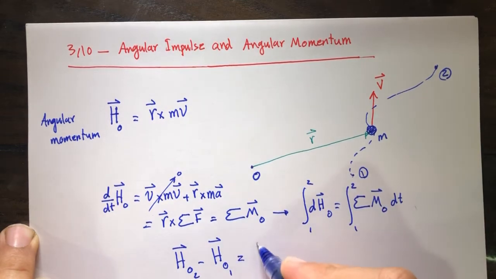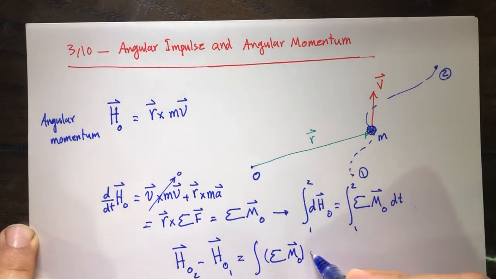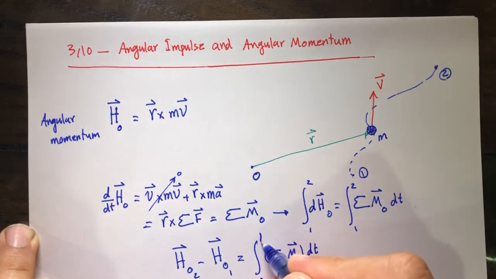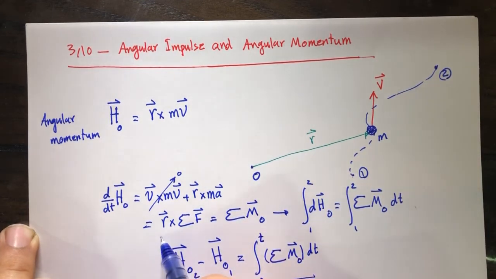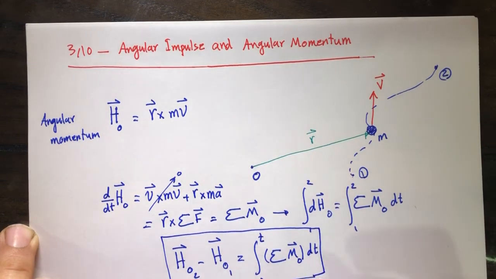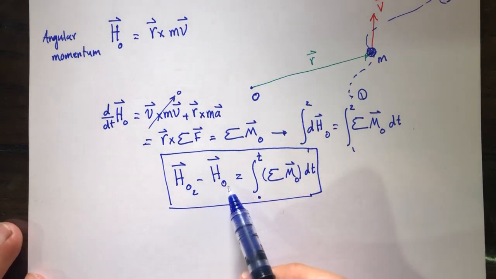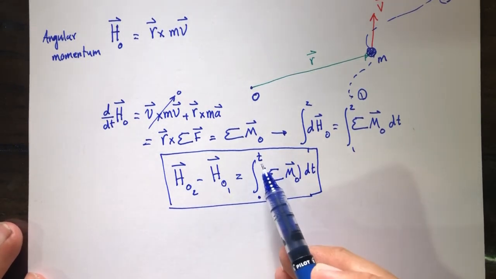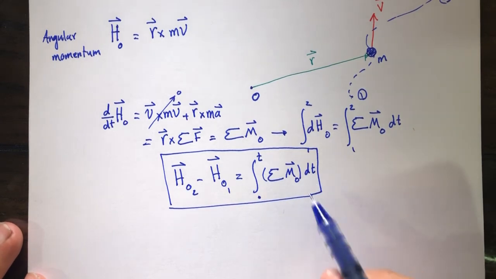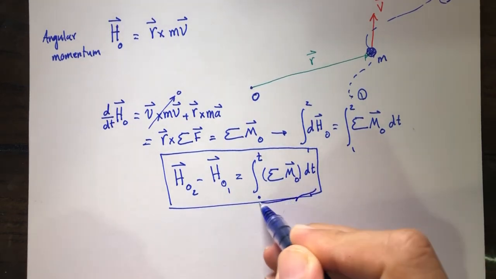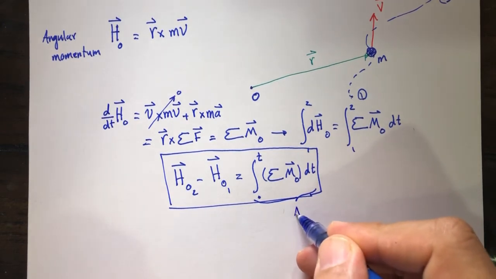It's going to be equal to the other side, which we have sum of the moments about point O dt, and let's say at the first point time is equal to 0, and at the end time is equal to t. So we are going to have this equation, which is pretty similar to the equation that we had for linear momentum. In that equation, we had g2 minus g1 is equal to integral from 0 to t, sum of the forces dt. So we have a very similar thing for the angular momentum. This integral is called angular impulse.